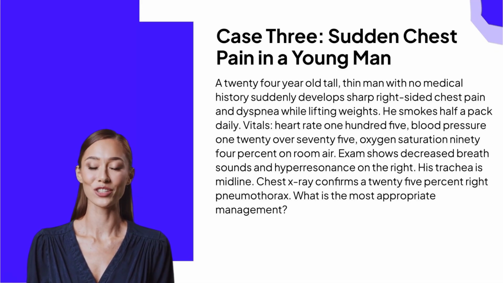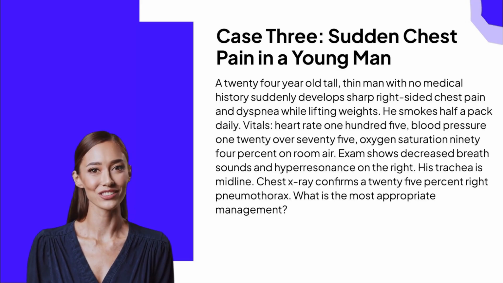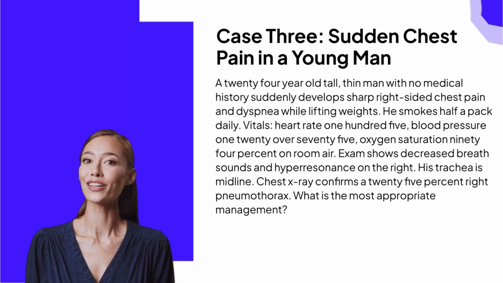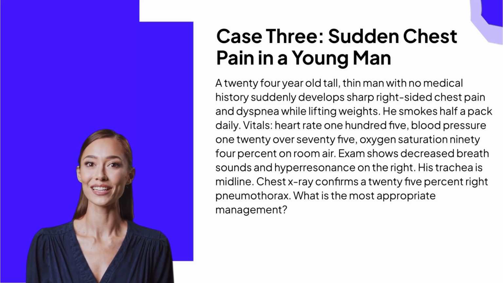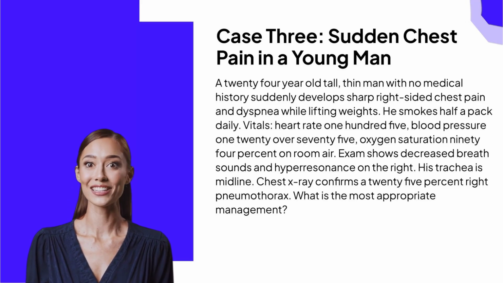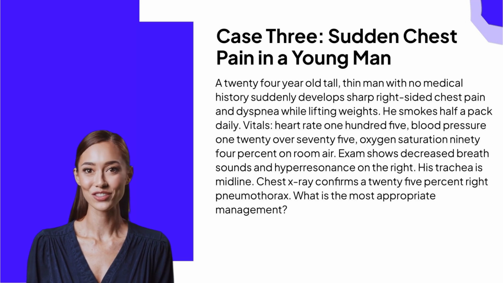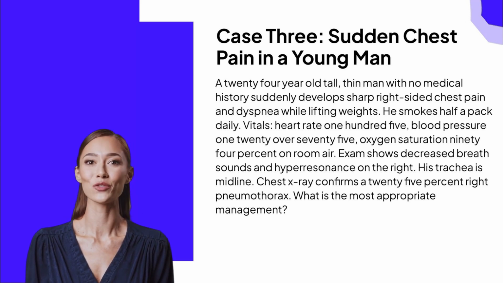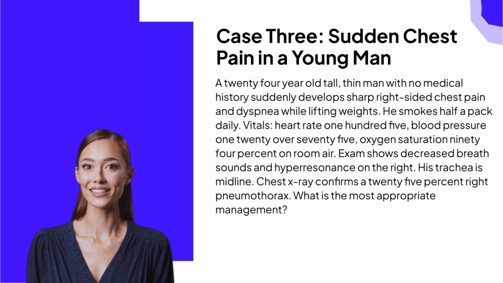We have a 24-year-old tall, thin man, the classic patient demographic, with sudden onset chest pain while lifting weights. He's also a smoker, which increases risk. His vitals show mild tachycardia and borderline hypoxia. The exam shows decreased breath sounds and hyperresonance on the right, our classic pneumothorax findings. The trachea is midline, which is important. The chest X-ray confirms a 25% right pneumothorax. Think about what factors determine the management approach.